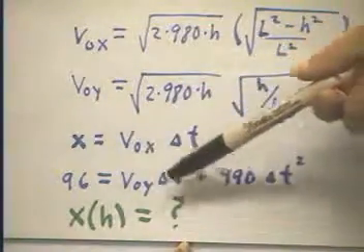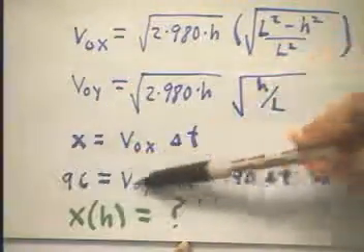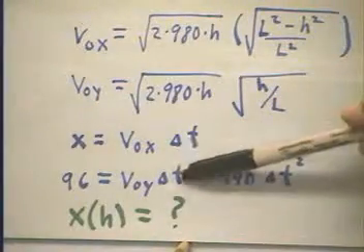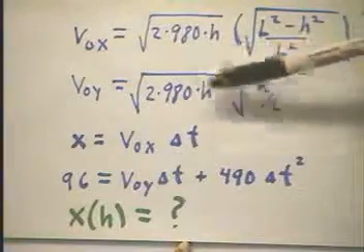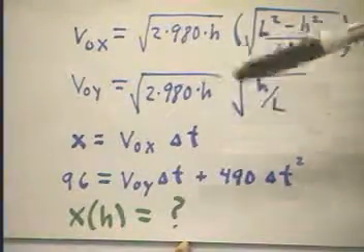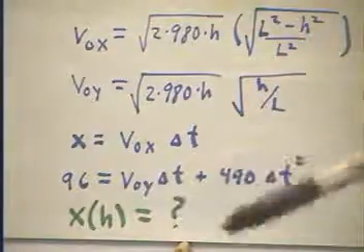And if we put V0x, the function of h, together with the delta t that we get from this equation, now the delta t we get from this equation depends on V0y, which depends on h, so the delta t is ultimately going to depend just on h. We put those together, we get x as a function of h.